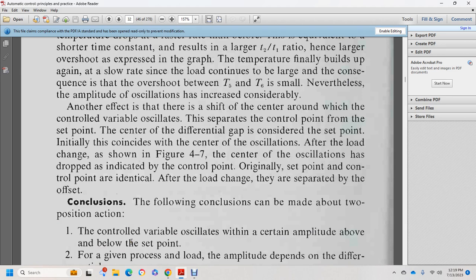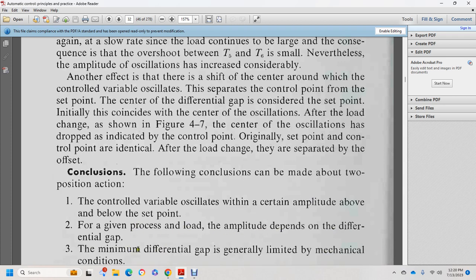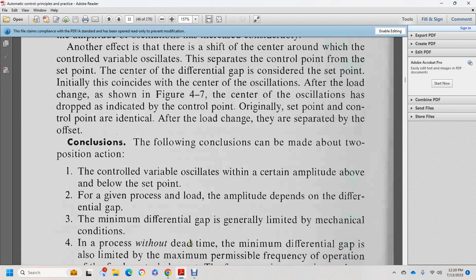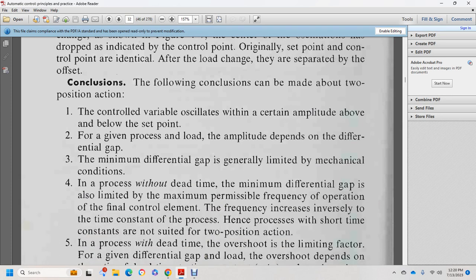1. The control variable oscillates with a certain amplitude above and below the set point. 2. For a given process, the amplitude depends on the differential gap. 3. The minimum differential gap is generally limited by mechanical conditions. 4. In a process without dead time, the minimum differential gap is also limited by the maximum permissible frequency, the operational limit of the final control element, and the frequency increases inversely.